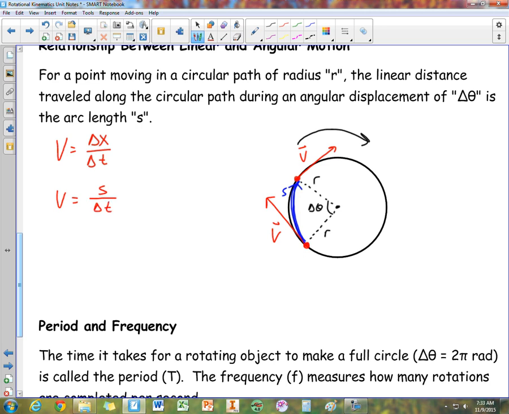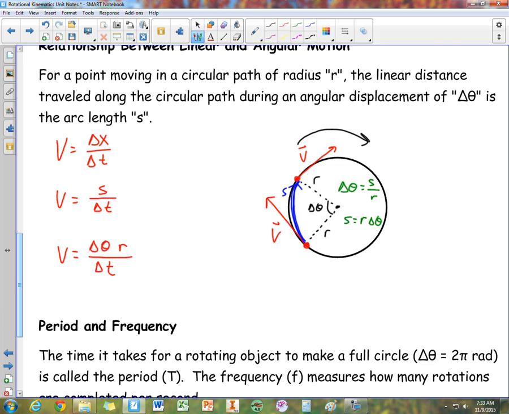Okay, well, we're getting a little closer. We have our definition for the radian. The radian is arc length divided by radius. So that means that arc length s is radius times angular displacement. Okay, I can plug that in then. I can say that this v then equals my delta theta times r divided by delta t.